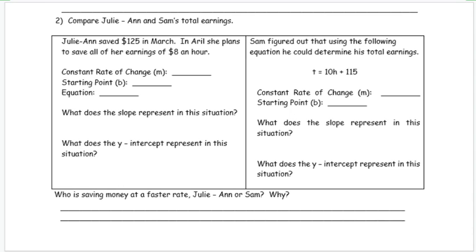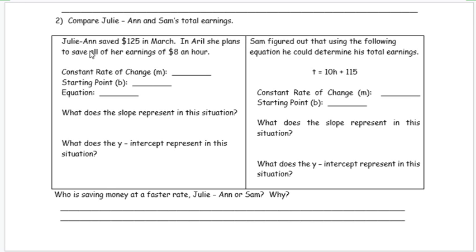Example 2, compare Julianne and Sam's total earnings. So on the left side we have Julianne, another word problem, and on the right we have Sam and he has an equation. So let's start on the left with Julianne and we're going to answer our questions, write our equation. Julianne saved $125 in March.